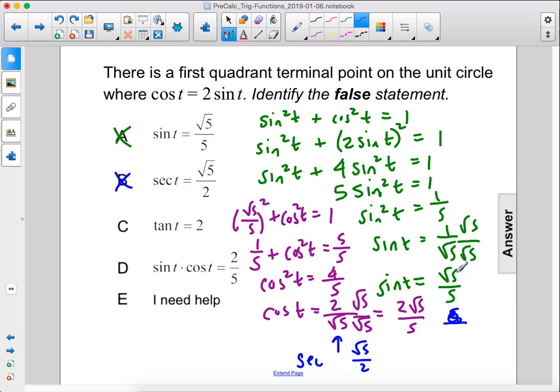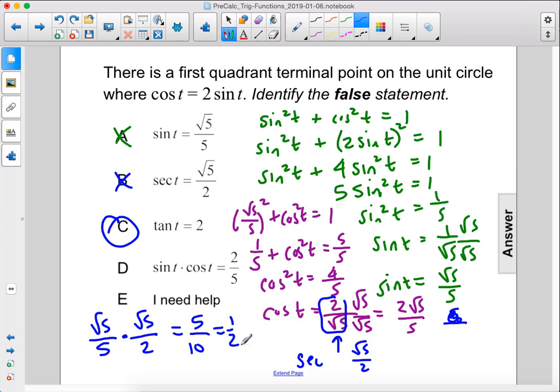So we know sine is the square root of 5 over 5, and then we just have to divide this by cosine, which is this value here, but let's just use this simpler value, 2 over the square root of 5. We're going to divide by that, which means we're going to multiply by the reciprocal, which is the square root of 5 over 2, which gives us 5 over 10, which is 1/2. So this is not 2, it's 1/2. So the answer to this problem is C.